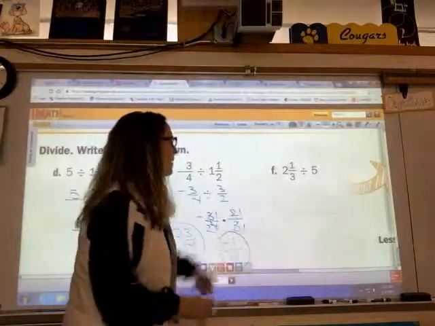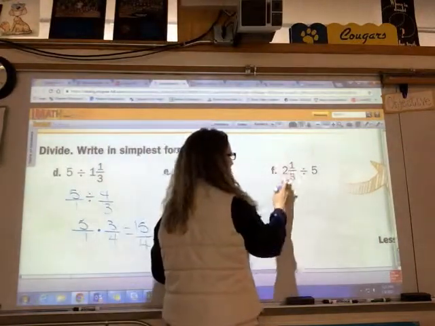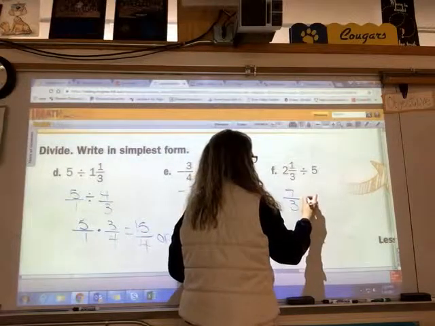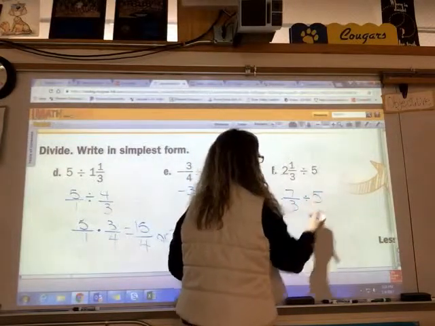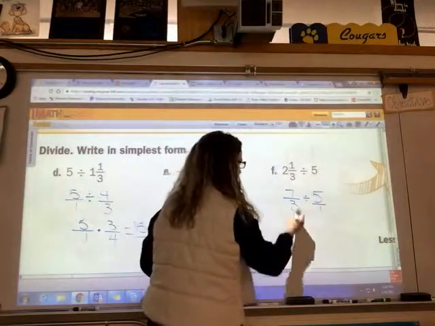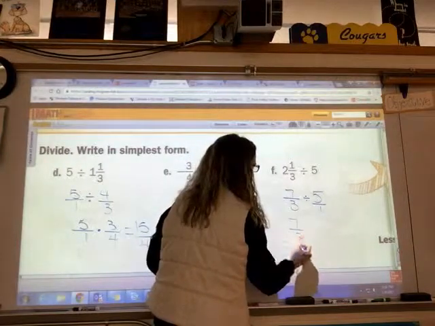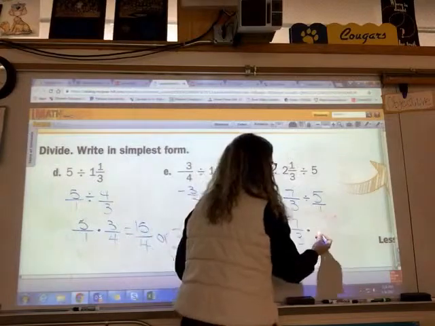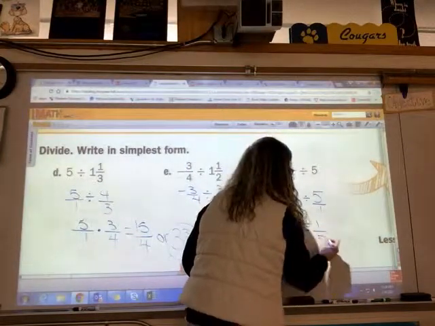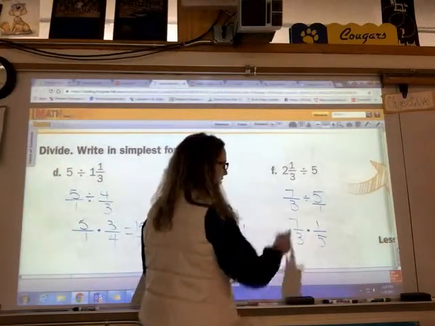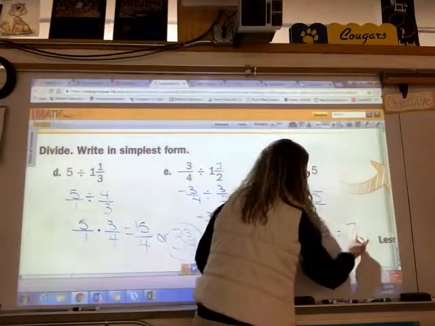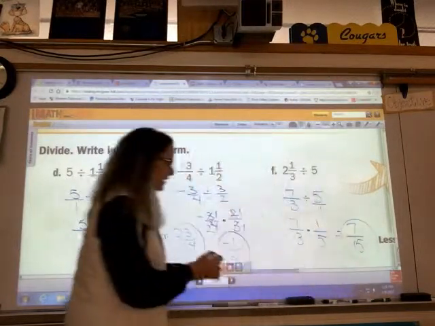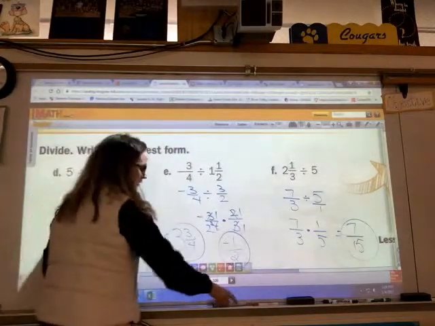And then looking at problem letter F, again I want to rename, so 2 1/3 would be the same as 7/3 divided by 5, or 5/1. So first fraction stays the same, 7/3, division changes to multiplication, reciprocal of 5/1 would be 1/5. Can't cross reduce anywhere, so 7 times 1 is 7, 3 times 5 is 15, so we should have 7/15 as we work through that one.